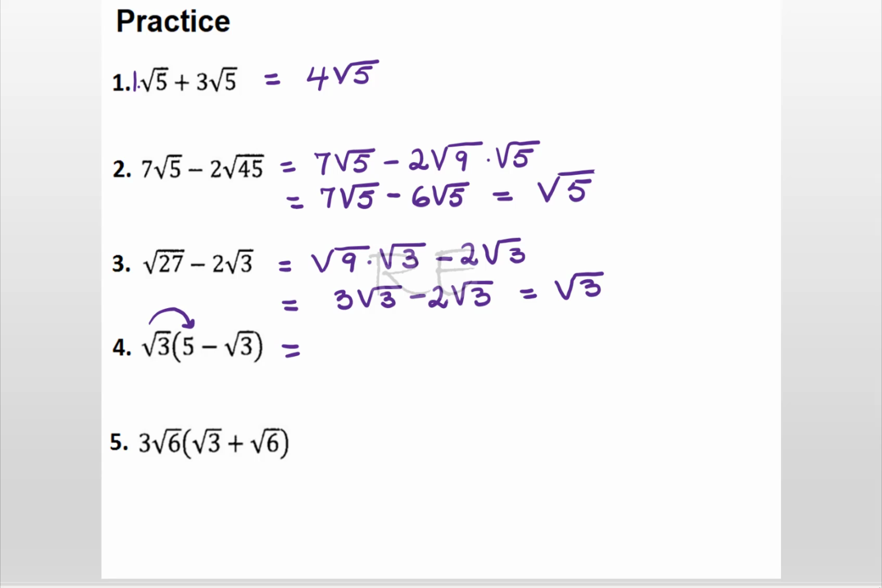Distribution, square root of 3 times 5, 5 of them, 5 square root of 3, minus square root of 3 times square root of 3, square root of 3 squared, or square root of 9. 5 square root of 3 minus, and square root of 9 is 3.